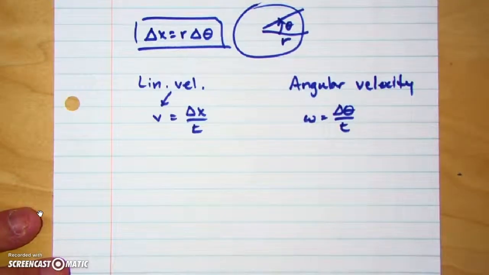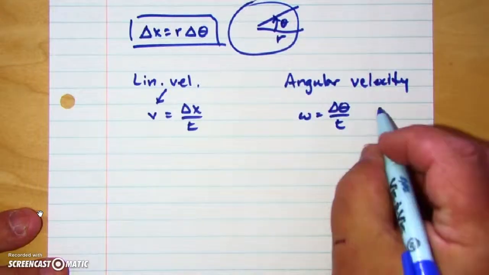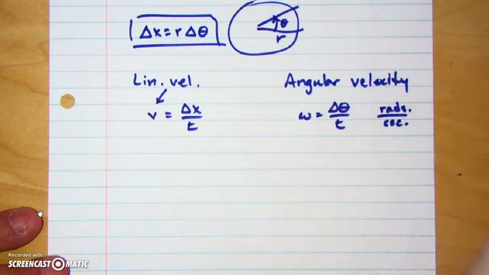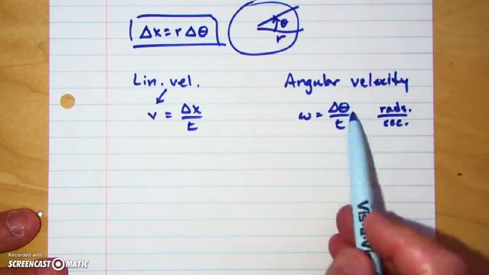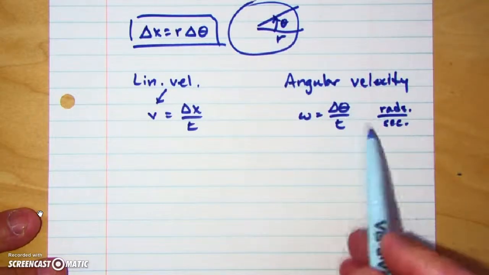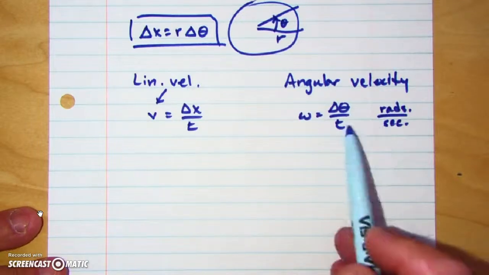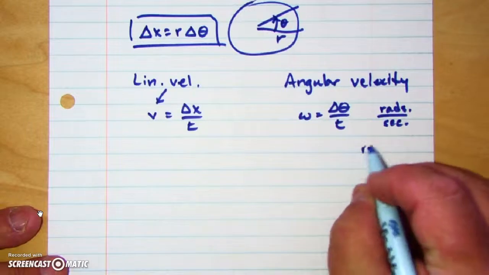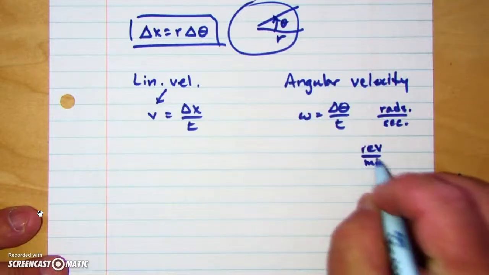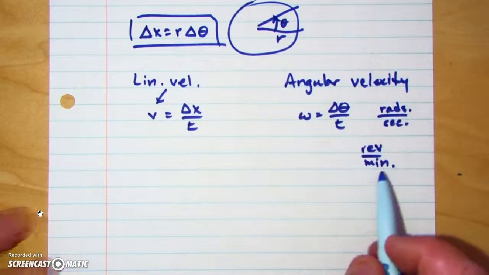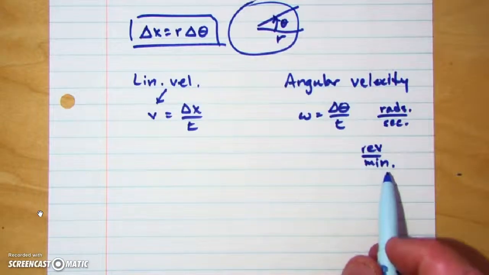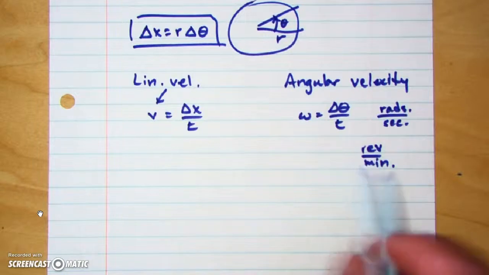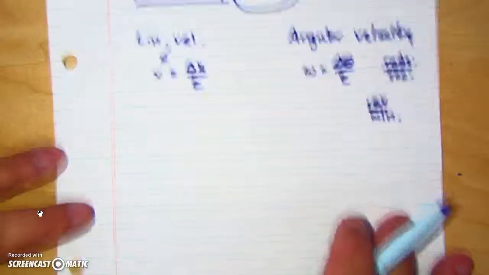Now, there's a couple common units that we'll see with that. Probably the most common one we'll see is radians per second. Radians would represent how much of the angle changed, and t would represent the time for that angle to change. But we can also see revolutions per minute. So it's important to understand, because that's a fairly easy thing to calculate. So let's go ahead and do a simple calculation with that.